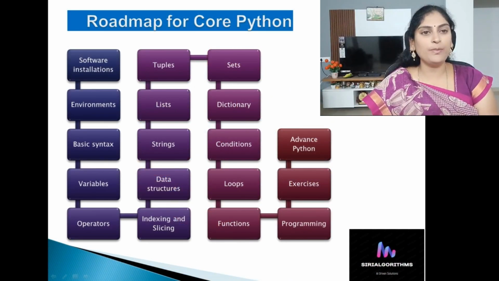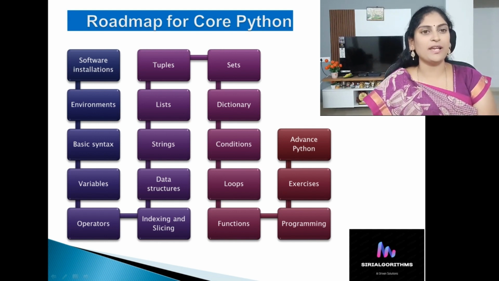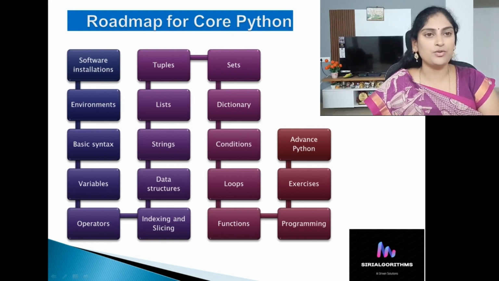Here is the complete roadmap for core Python. First, I am going to start with the software installation and environments. Later on, I am going to show you the basic syntax, the thumb rules to follow in a Python program. Once we complete that part, we move on to variables. In variables, I am going to explain the types of variables and the difference between the normal variable and the user defined variable. Later on, we move on to operators. I am going to explain types of operators and ways to use them.